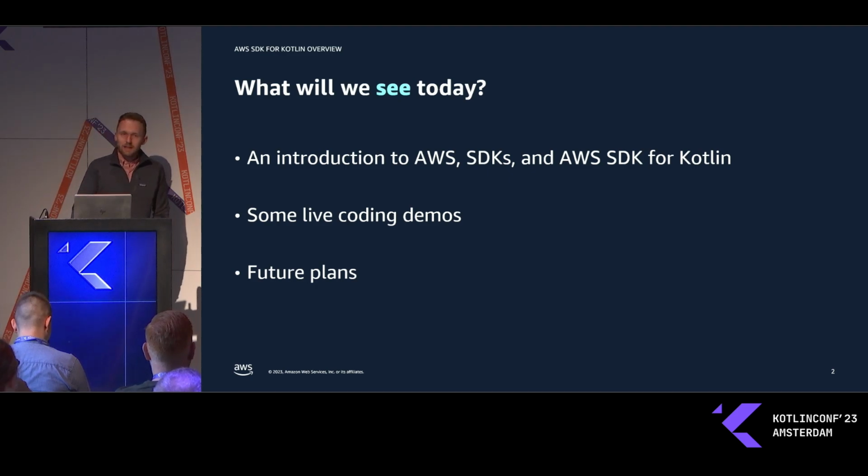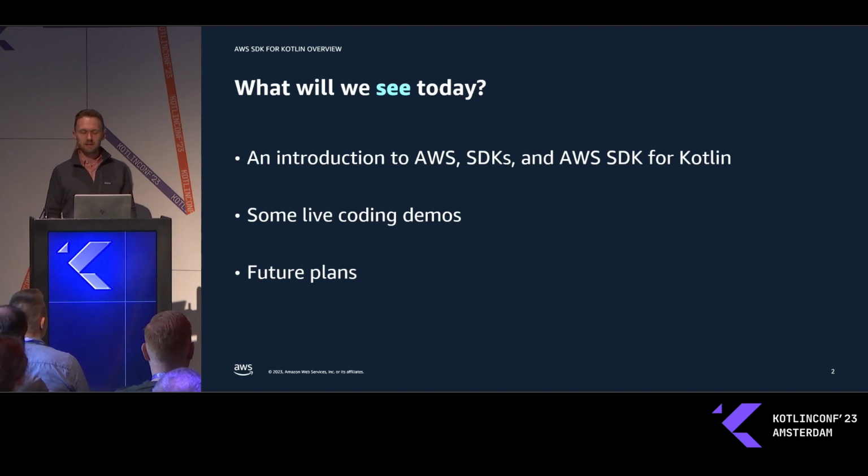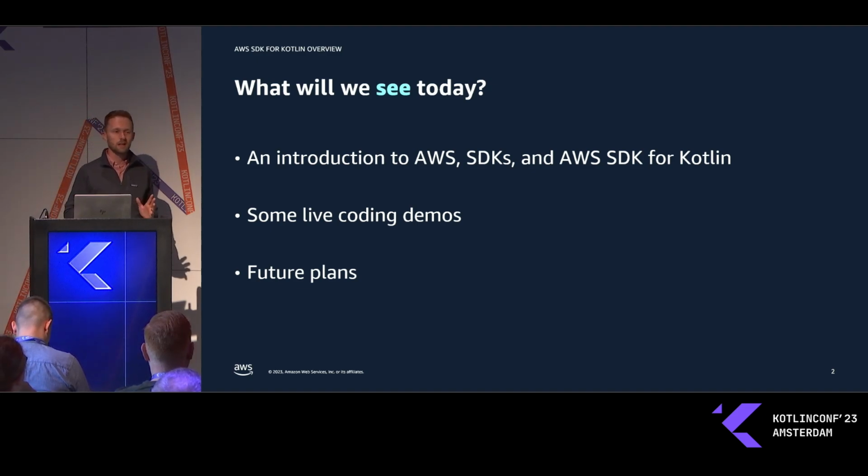So what we're going to talk about today is a little bit of introduction to AWS, to SDKs, and the AWS SDK for Kotlin. We're going to do some live coding demos. Hopefully everything works out well there. It's always a bit of a risk. And then we'll talk a little bit about some future plans and some next steps for the AWS SDK for Kotlin.